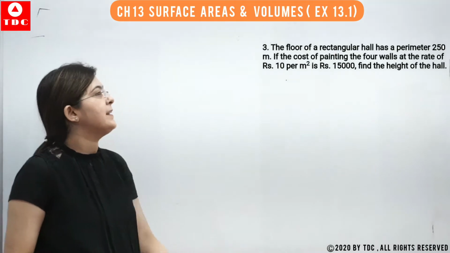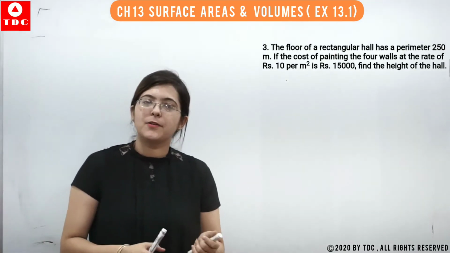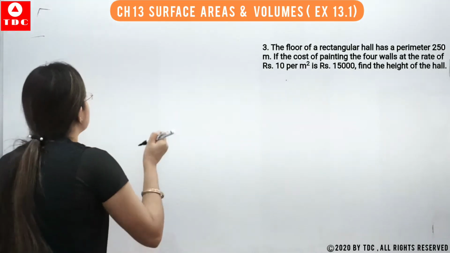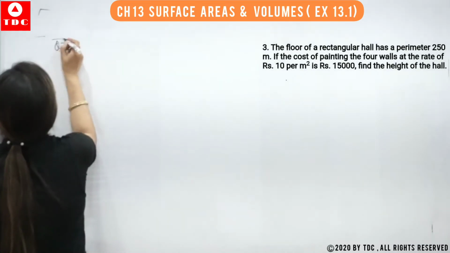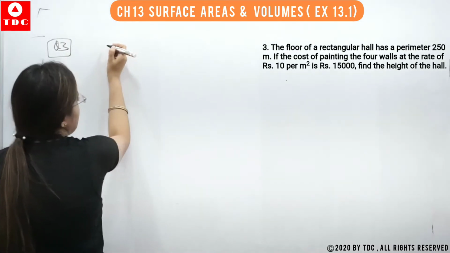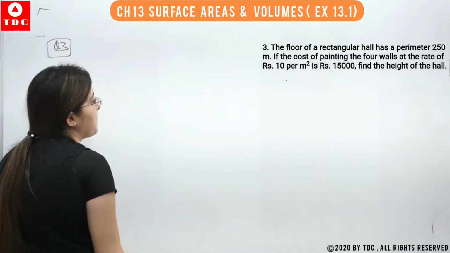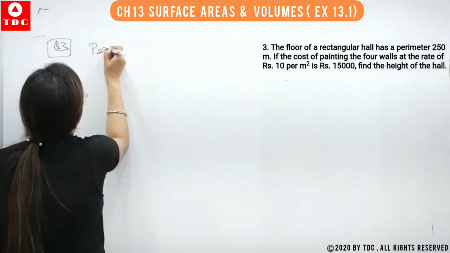We have to find the height of the hall. Okay, so let's begin. What are the things given here? Here the things that are given is perimeter of floor.